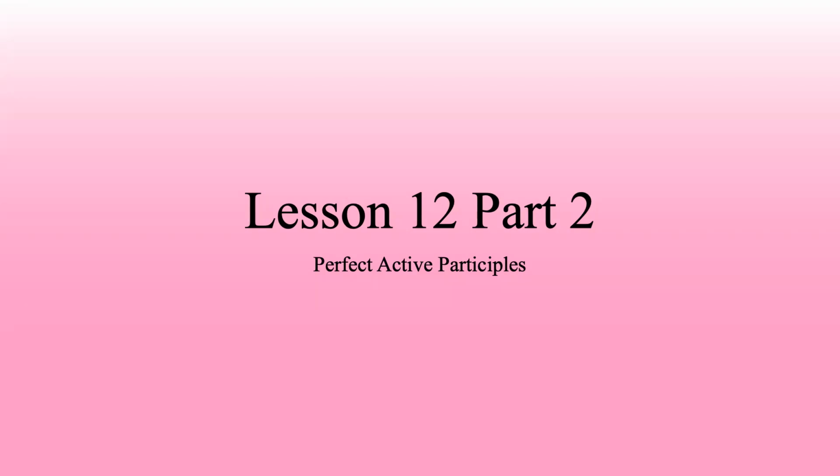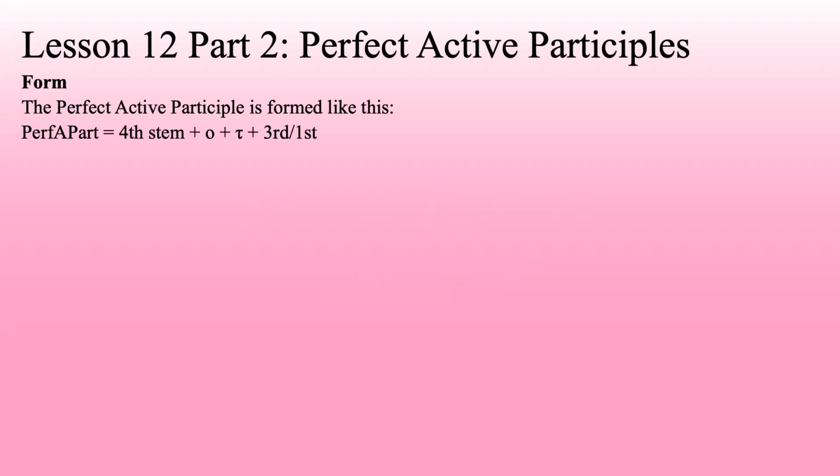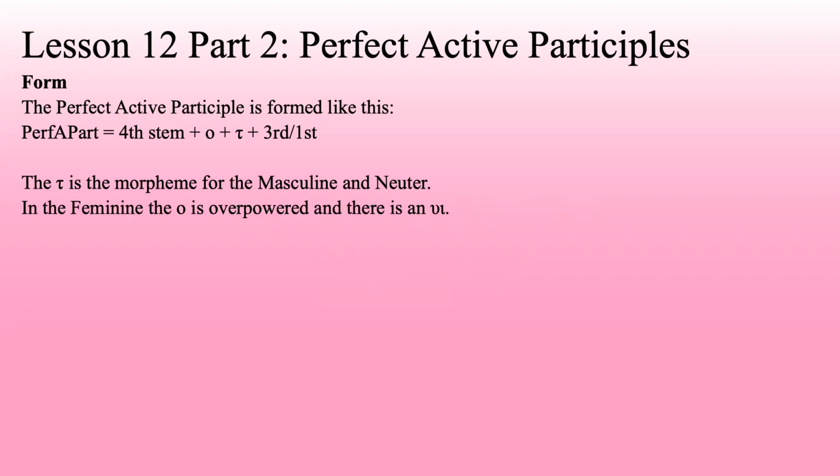Lesson 12, Part 2, Perfect Active Participles. First, let's look at the form. The perfect active participle is formed like this. Perfect active participle equals fourth stem plus omicron plus just a tau plus third and first declension endings. The tau is the morpheme for the masculine and the neuter.